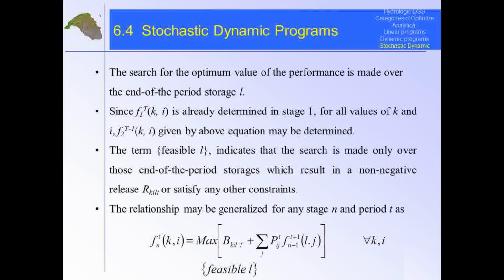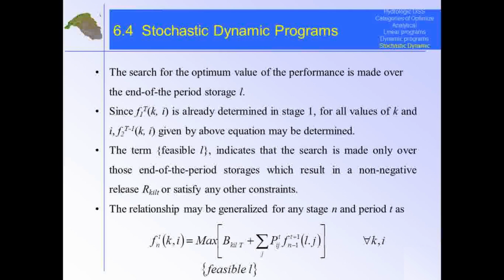So f_t^n, where t is the period and n is the stage, is dependent on the storage state at time t and inflow state at time t. This maximization could contextually be minimization if you are talking about cost. But if you are talking about benefits, then maximization. Then B_kilt is the benefit which you can obtain because of the decision to allocate x_j currently.